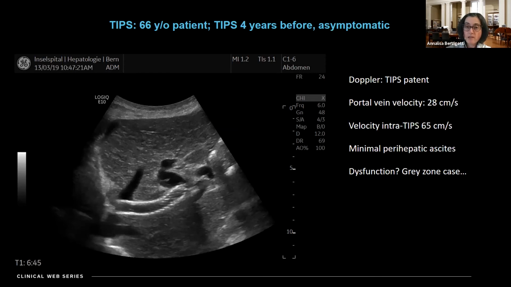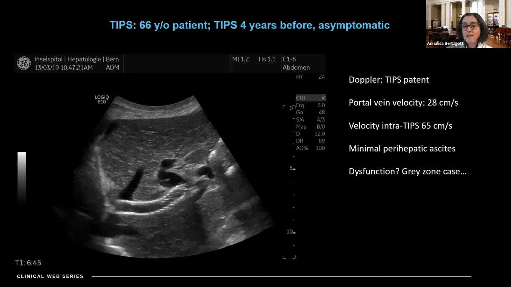The TIPS was open. The portal vein velocity was 28 centimeters per second, so not particularly high, but not very, very low either. Velocity intra-TIPS was not very high. Usually it's above 1 meter per second, but it was not very, very slow. And there was a drop of ascites perihepatically and nothing else. And the patient had a very normal liver function.